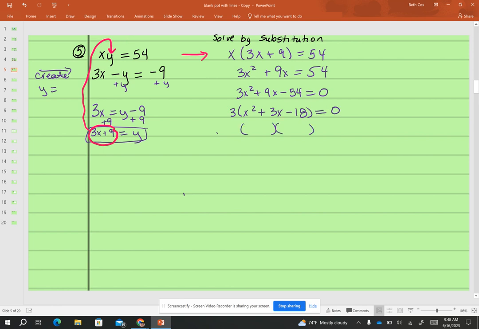Multiply to give me 18. Add or subtract to give me 3. That's going to be 6 and 3. Plus 6 minus 3. And so x is equal to negative 6 and x is equal to positive 3.